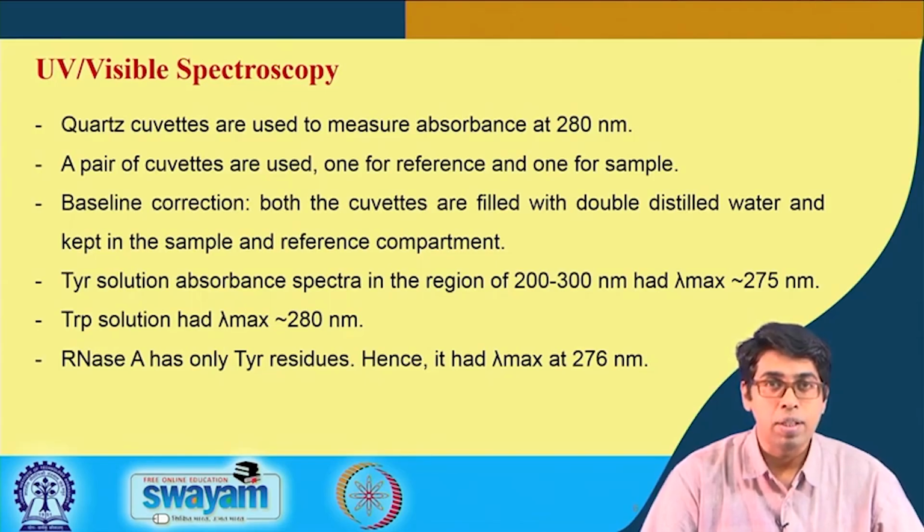Okay. And depending on the mixture, you will see that the lambda max will vary. We used one example of a protein, that is RNase A, which has only tyrosine residues, and it showed that since there are no tryptophans, the lambda max for this protein was very close to that of a tyrosine solution. So, for tyrosine solution we got a lambda max of around 275 nanometer, and for RNase A, which has only tyrosine residues and no tryptophans, the lambda max was at 276 nanometers.